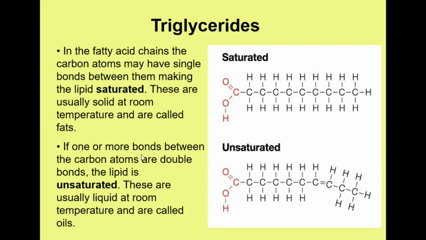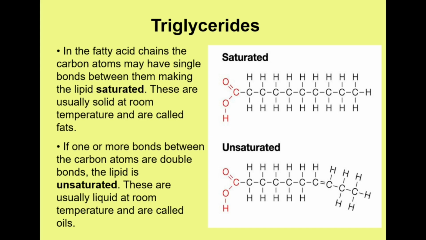What we can see here, if one or more bonds between the carbon atoms in the fatty acid chain are double bonds, then we would class the lipid as being unsaturated. And unsaturated fats are typically liquid at room temperature, and we refer to them as oils. And these will typically come from vegetables. So you can think of probably quite a lot of examples off the top of your head. If you think of a fat that is an oil, so liquid at room temperature, it typically comes from plants. Well, you're looking at things like olive oil, sunflower oil, rapeseed oil, things like that.